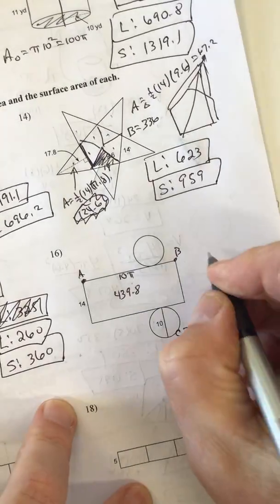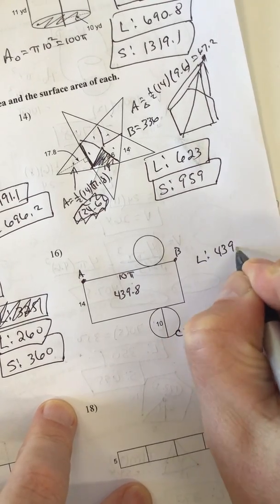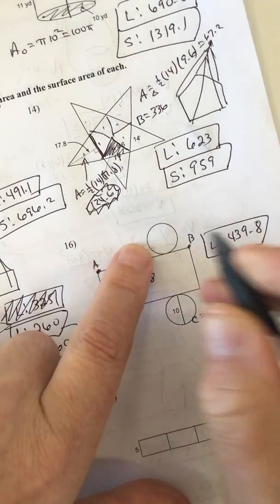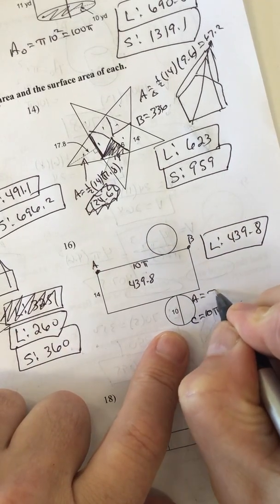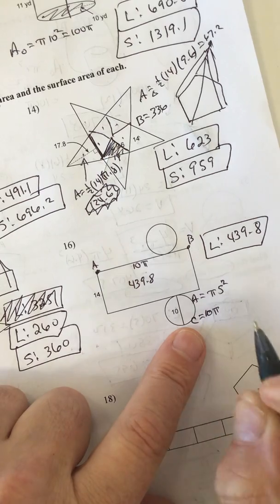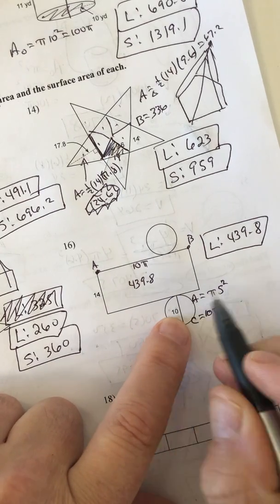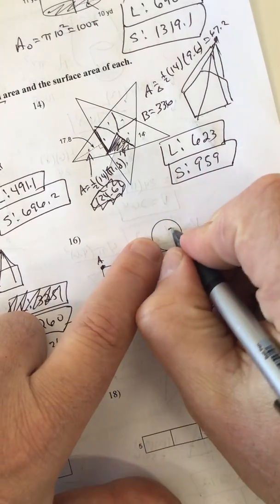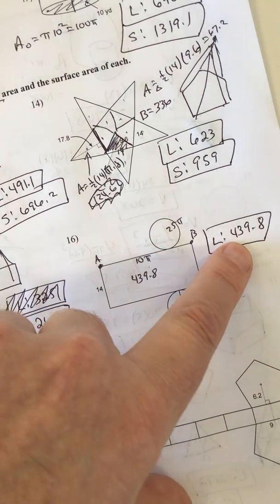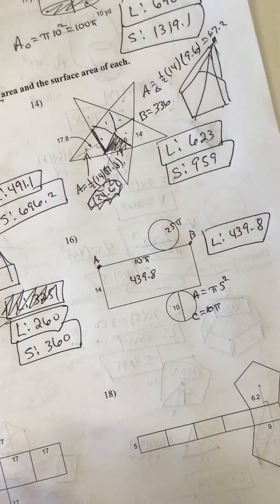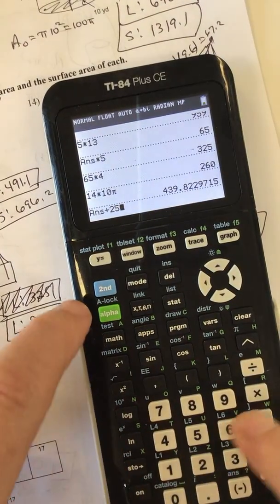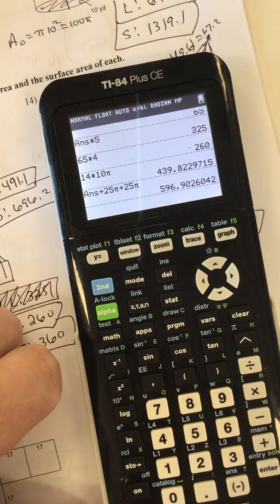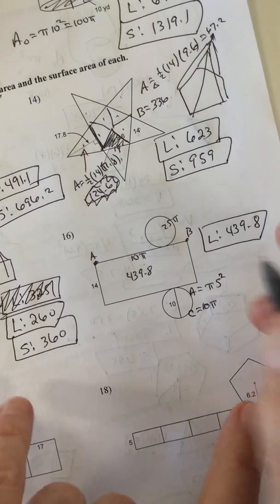Okay, that's what the lateral surface area is. Then I got to add in the bottom lid and the top lid. So the area is pi times radius squared. So the radius, if the diameter is 10, the radius is 5, so it's 25 pi. So the area of this one is 25 pi, and the area of this one is 25 pi. So I got to take my 439.8 and add 25 pi and 25 pi. That's 596.9.